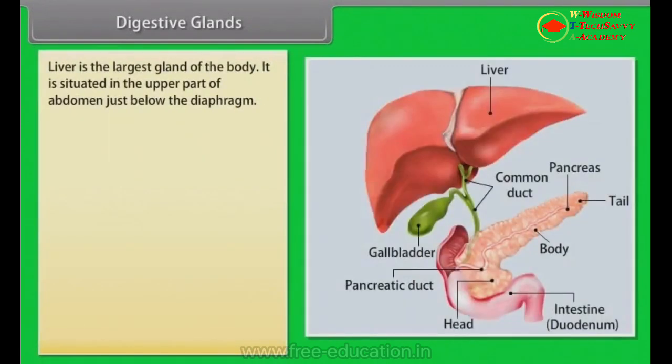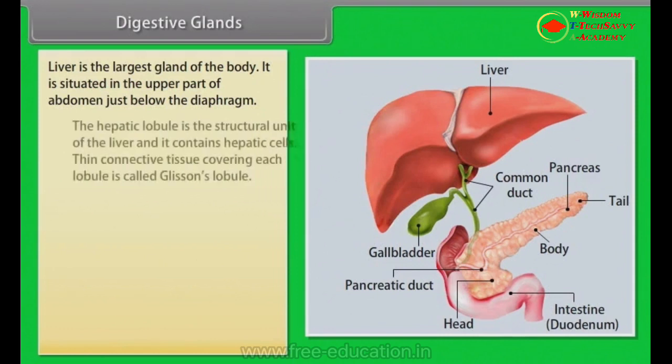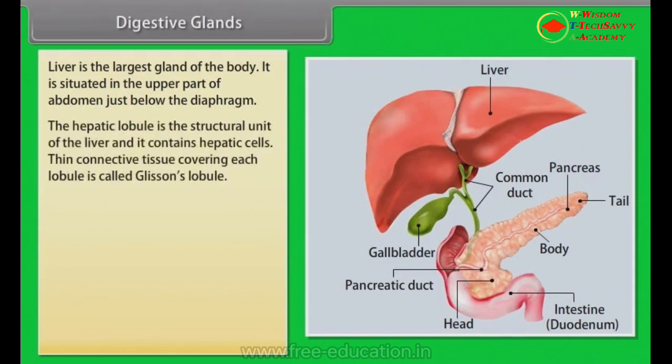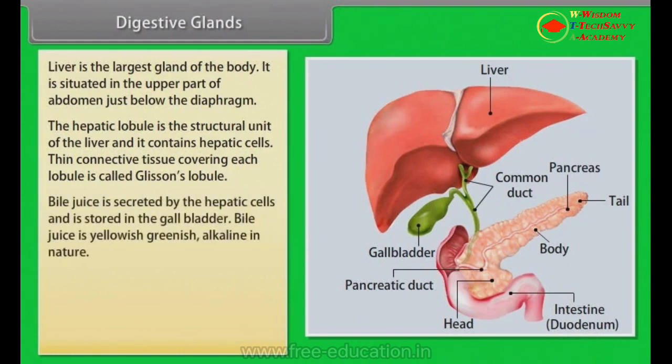The liver is the largest gland of the body. It is situated in the upper part of the abdomen just below the diaphragm. The hepatic lobule is the structural unit of the liver and it contains hepatic cells. Thin connective tissue covering each lobule is called Glisson's capsule. Bile juice is secreted by the hepatic cells and is stored in the gallbladder.